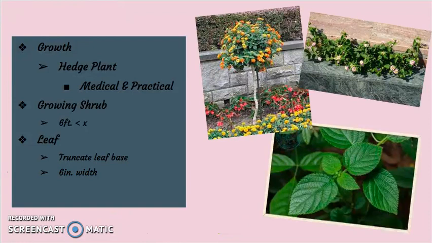The growth. It grows as a hedge plant for medical and practical purposes. The growing shrub can grow over 6 feet, and the leaves are oval-shaped with 6 inches in width. The leaves have blades which are separate and feel very rough.